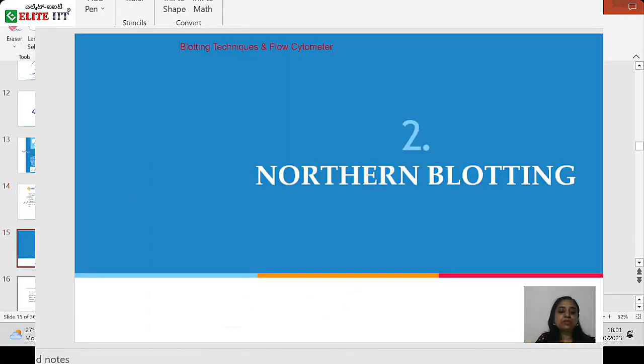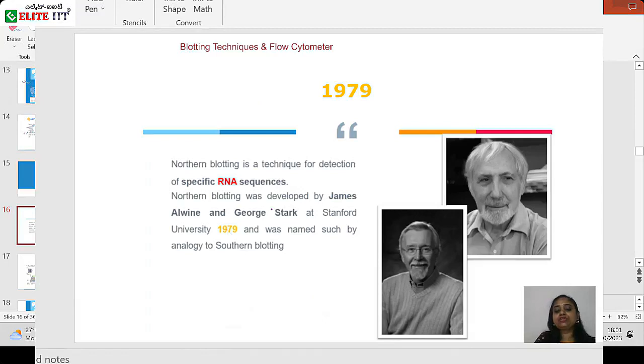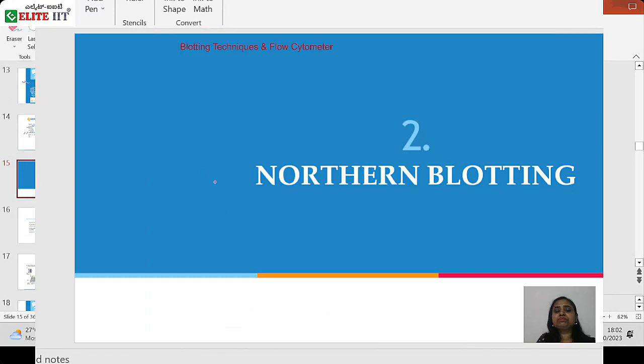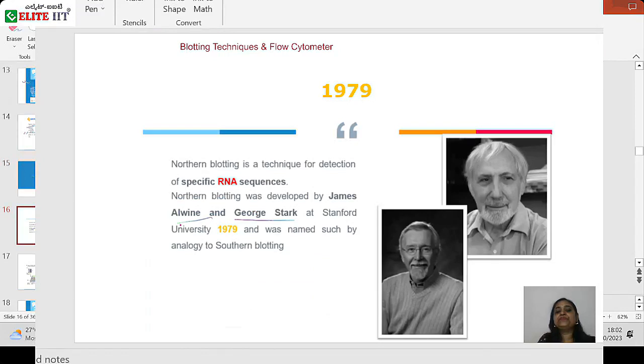Now next topic is the northern blotting. Northern blotting was developed by James Alwyn and George Stark. So here there is no similarity between the name of the technique and the scientist's name. Northern blotting was developed by different scientists, James Alwyn and George Stark. Why is it given northern blotting? You want to give a similar name like southern blotting, so it is given northern. Nothing else. There is no relation with any scientist here.